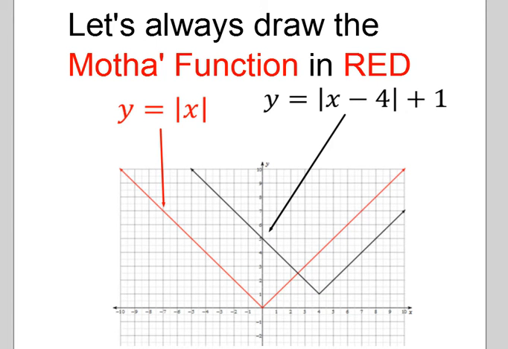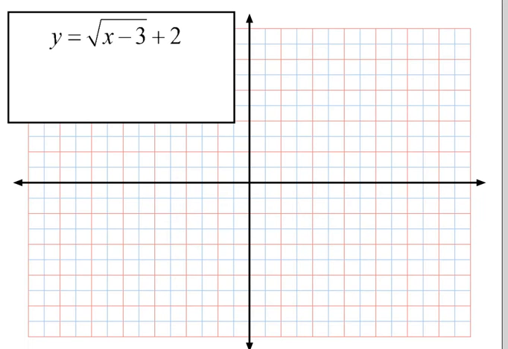So as we do these types of problems and as we do these types of graphs, let's try to be organized about it. Let's always draw the mother function in red and then graph our transformation of that mother function in normal pencil, gray, or black ink. Let's try doing one of these transformations. Y equals the square root of x minus 3 plus 2.